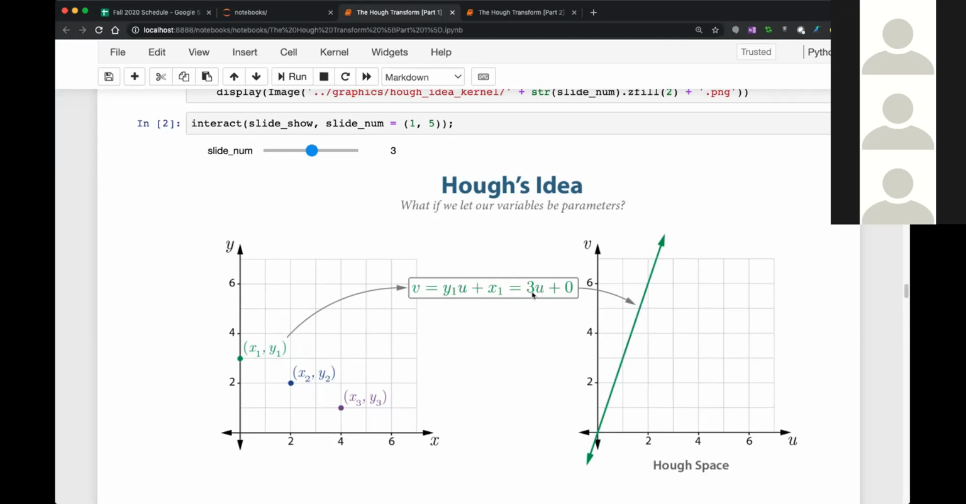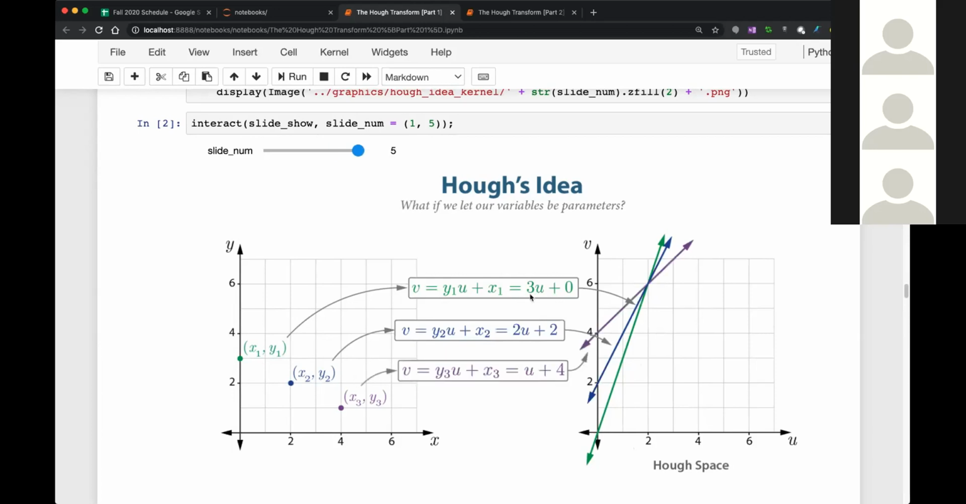The 3, which is the y value here, becomes the slope. So this line has a slope of 3. So we go over 1, up 3, over 1, up 3. And it has a y-intercept of 0. So this point becomes this line. The slope is 2 because the y value of this point is 2, and the y-intercept is 2 as well because the x value of this point is 2. And so on and so forth.